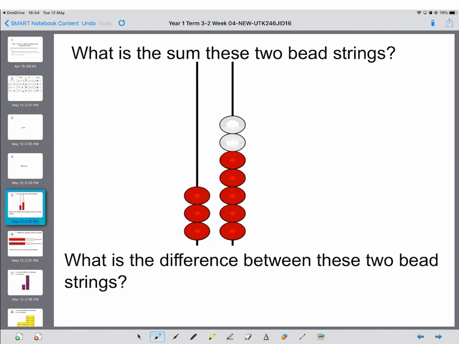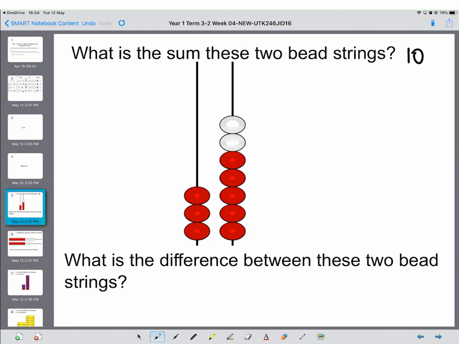So the first thing is, what is the sum of these 2 bead strings? So what we need to do is find out how many there are altogether. So there's 1, 2, 3, 4, 5, 6, 7, 8, 9, 10. So the sum would be 10.